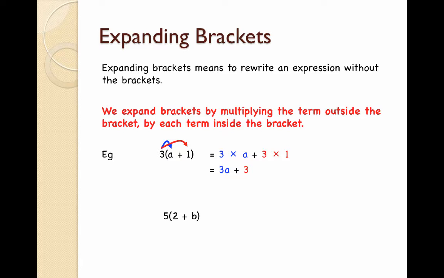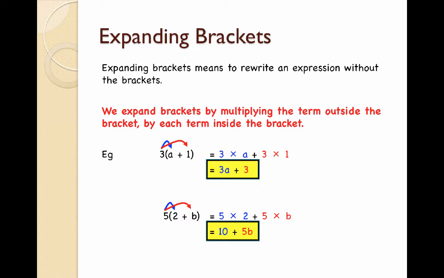Let's look at 5 outside of 2 plus b, the second example. We start off by multiplying 5 lots of 2 and then adding 5 lots of b. What we end up getting is 5 lots of 2, which is 10, and 5 lots of b, which is 5b. So 5 outside of 2 plus b is 10 plus 5b. It's the most simplified way of doing it.